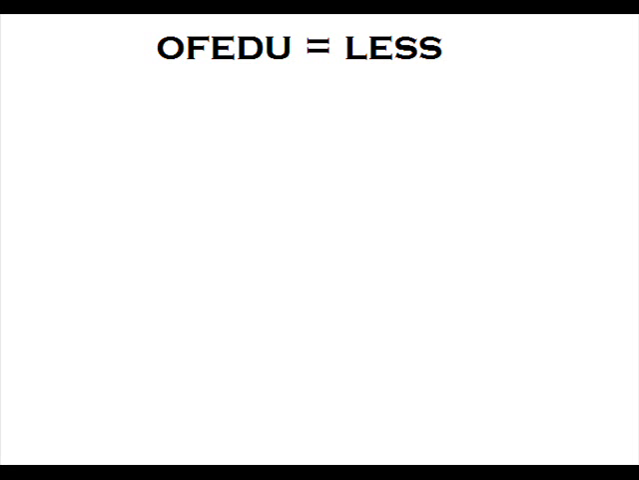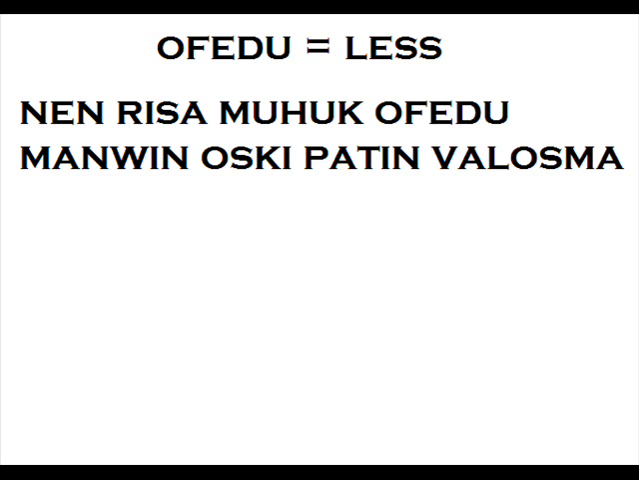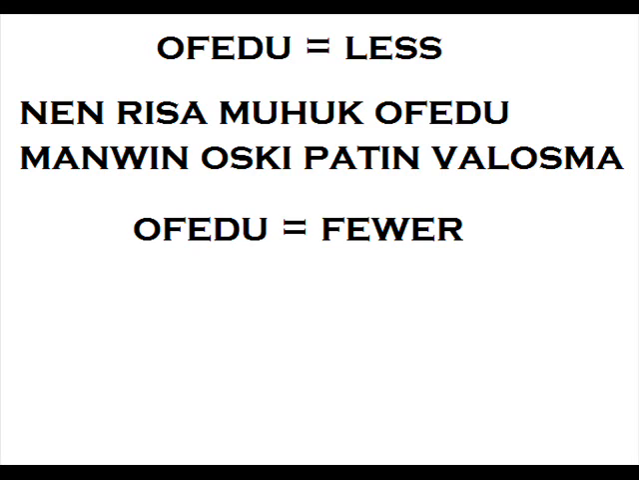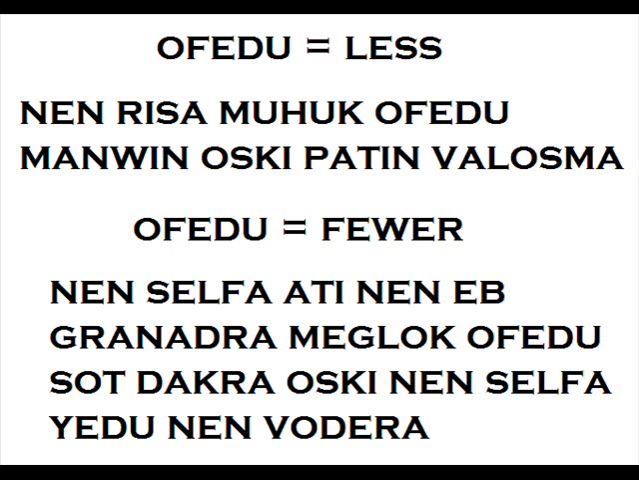To indicate a lesser amount of something, you need to pair the word Ofedu, less, with Oski. This works in exactly the same way as the previous construction. For example, En risa muhuk Ofedu manwin Oski Pabdin volosma. The man is less tall than his girlfriend. Ofedu also translates as fewer. For example, Nen selfa ati nenab granadra meglok Ofedu sodakra Oski nen selfa yedunen vodera. The city in the mountains has fewer people than the city by the ocean.